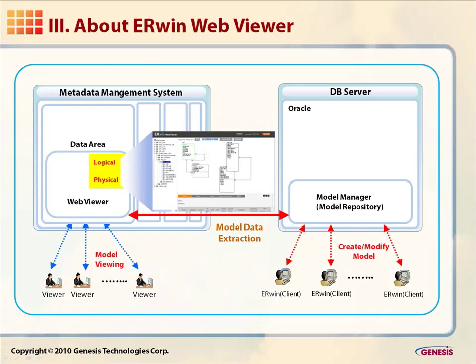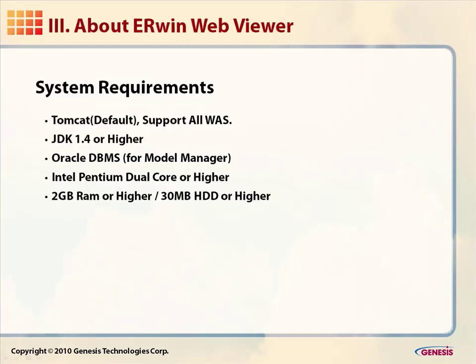Based on model metadata in the Model Manager, you can generate ER diagrams in scalable vector graphics in real time, and then you can see them on your web browser instantly. Developers and others who do not modify ER diagrams can check the diagrams and detail properties on the web without ERwin Data Modeler. ERwin Web Viewer can be delivered as a standalone product. And you can also use it to display data area for metadata management system or enterprise architecture management system. In Korea, many customers use ERwin Web Viewer to display logical and physical ER diagrams in the project developing a metadata management system. Now, let's take a look at the system requirements for ERwin Web Viewer.